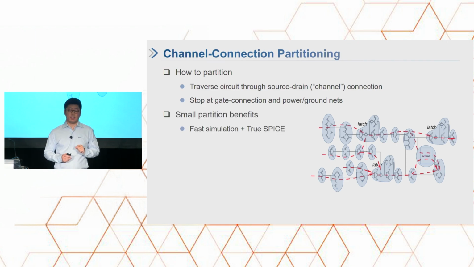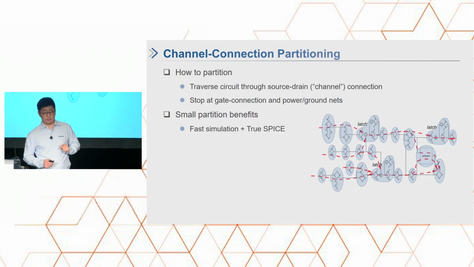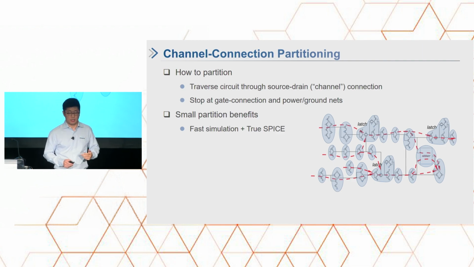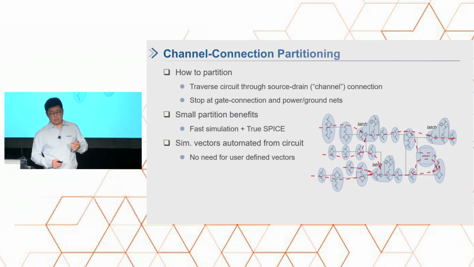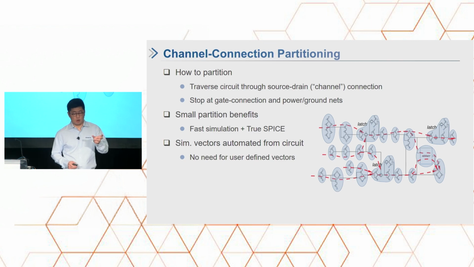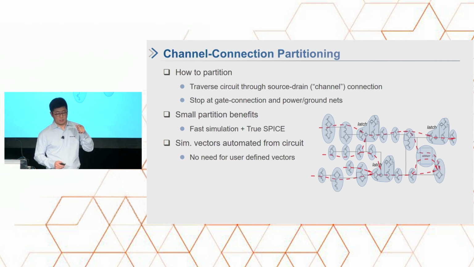The benefit of doing this, first of all, is the simulation is much smaller, so we get very fast simulation, and we can use a higher accuracy simulator to do that. The second is since the partition is small, we can analyze the logic easily, and we generate the stimuli easily. So we can have more automation that way.